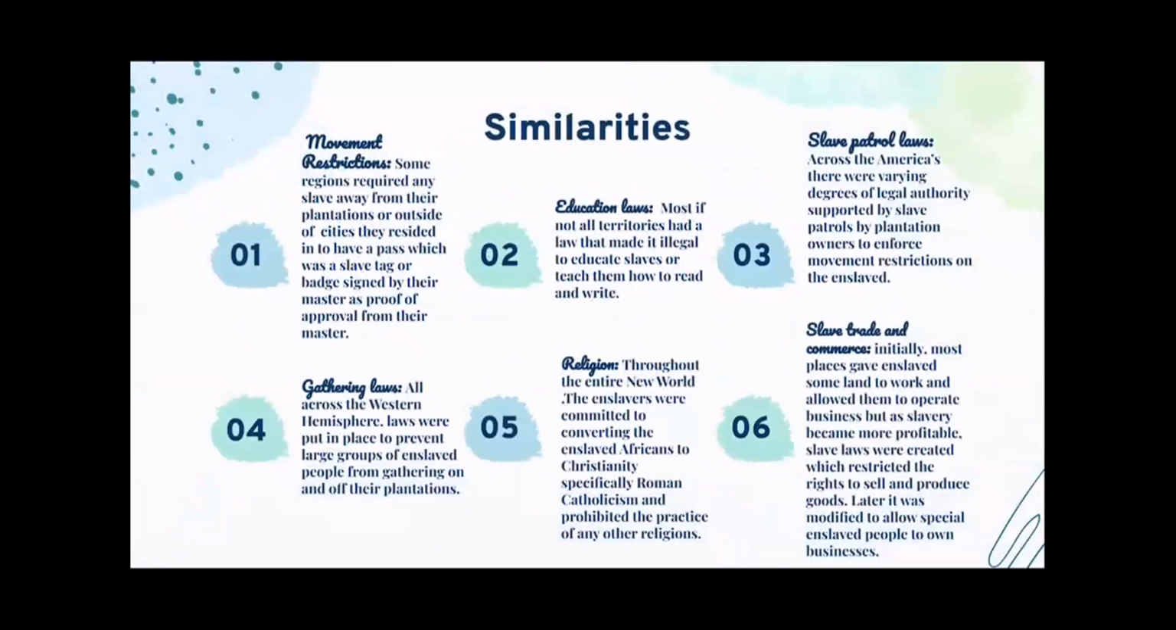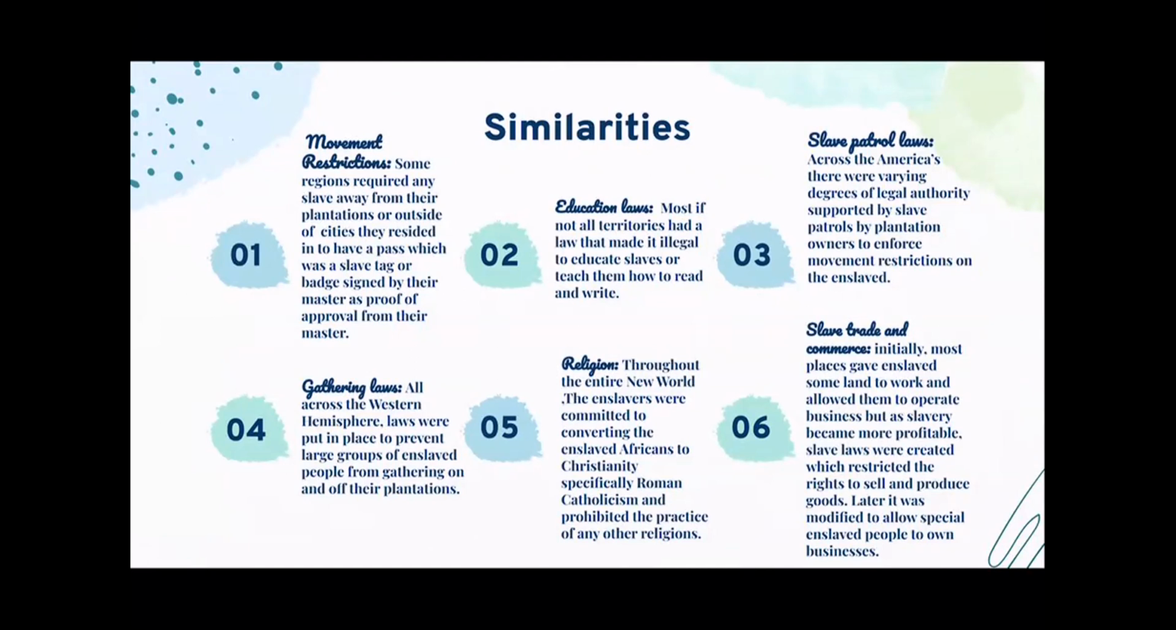So the first similarity between the British and Spanish slave laws was movement restrictions. Some regions required any slave away from their plantation or outside of the cities they resided in to have a pass, which was a slave tag or badge signed by their master as proof of approval. Two, education laws. Most, if not all, territories had a law that made it illegal to educate slaves or teach them how to read and write.